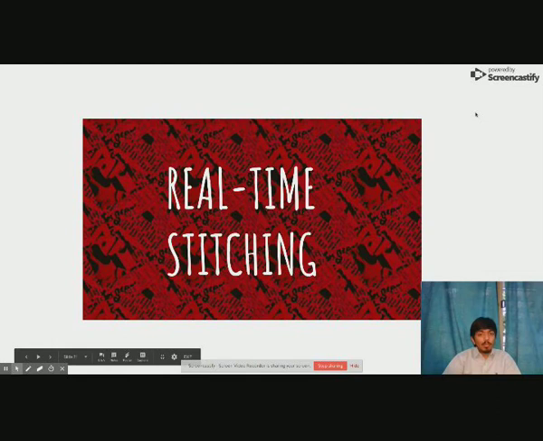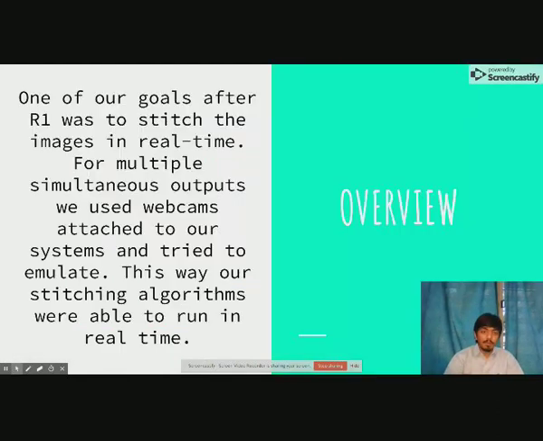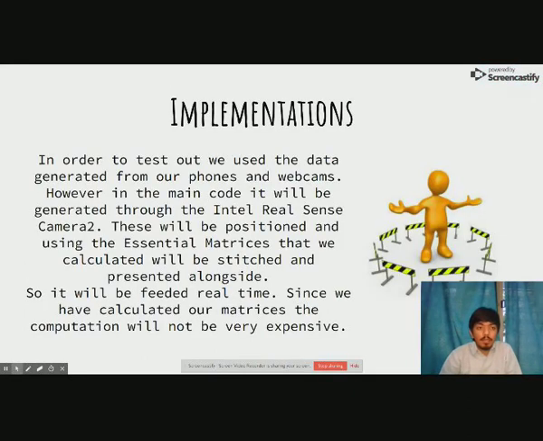Coming on to our second step, real-time stitching. One of our goals after R1 was to stitch the real images in real time. For multiple simultaneous outputs, we used webcams and phones attached to our systems and tried to emulate. This way, our stitching algorithms were able to run in real time. In order to test, however, we used the data generated from our phones and webcams. However, in the main code, the Intel RealSense 2 camera will be used.